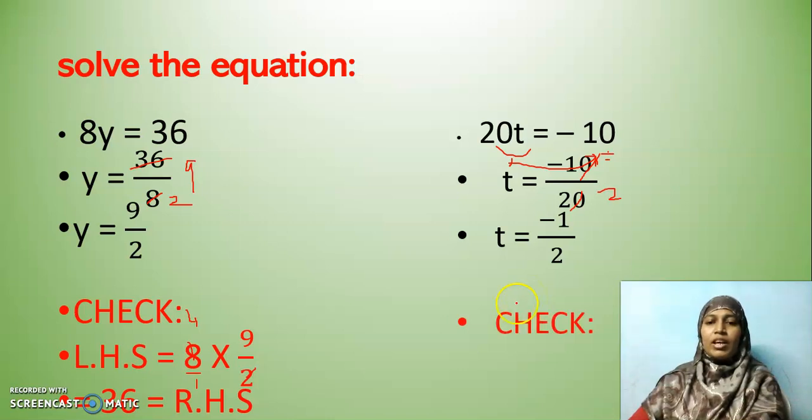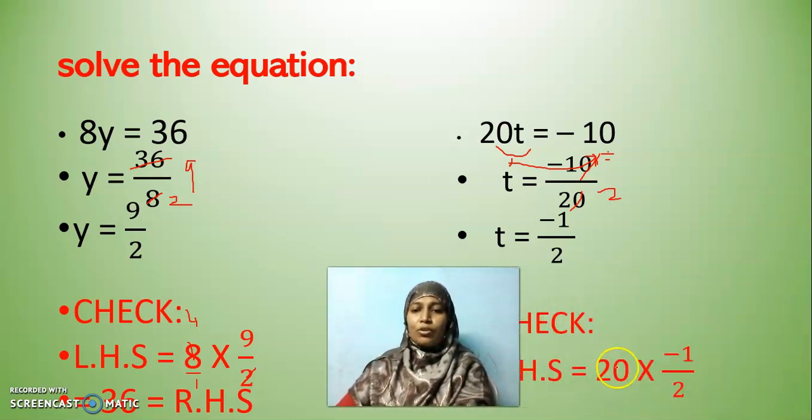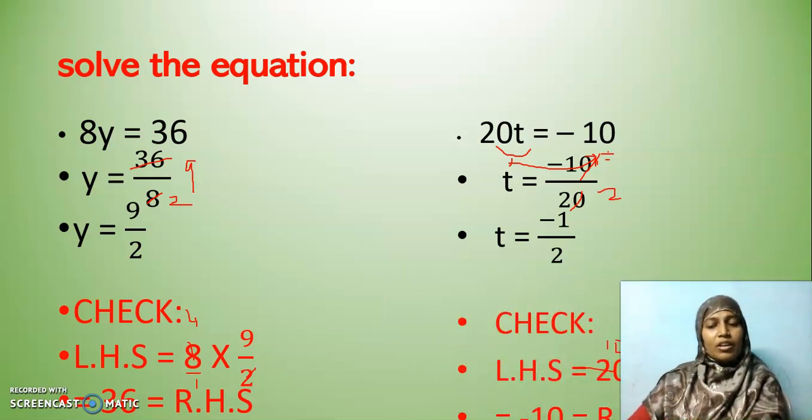Now let's check whether our answer is right or wrong. 20 into minus 1 by 2. So if I cancel, I get 1 2 is 2, 10 2s are 20. So 10 into minus 1 is minus 10. And it is equal to RHS. Hence I can conclude t is equal to minus 1 by 2 is the solution. Is it clear, my dear children? Shall we move to the next example?